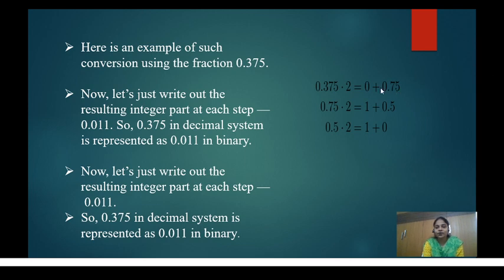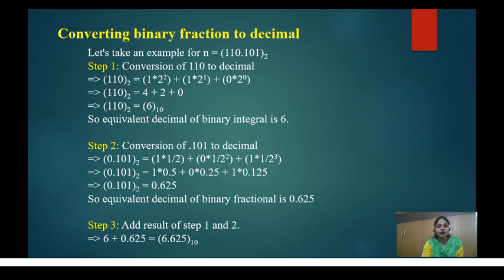So here note down the integer part, and multiply the fractional part again by 2. You will get 1.5. Separate the integer part and the fractional part. Again take the fractional part and multiply by 2. When you multiply by 2 you will get the integer part 1 and fractional part 0. Now you have to stop here and note down the integer values, that is 0, 1, 1. So when we convert decimal fraction 0.375 into binary, you will get the value 0.011.